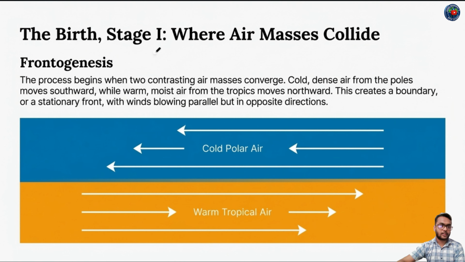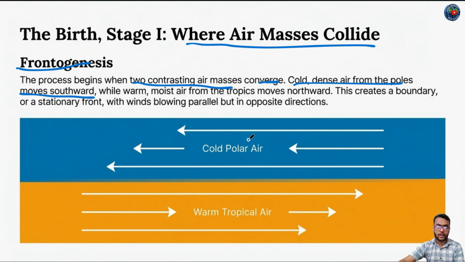Now, stage 1, where air masses collide. Frontogenesis, the process begins where two contrasting air masses converge. Cold, dense air from the poles moves southward, while warm moist air from the tropics moves northward. This creates a boundary, a stationary front, with winds blowing parallel but in opposite directions. Cold polar air and warm tropical air, in opposite directions. This is stage 1 of temperate cyclone formation.